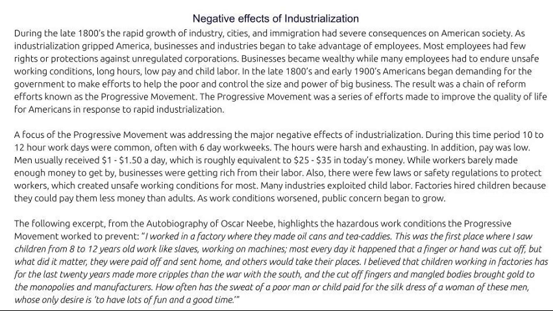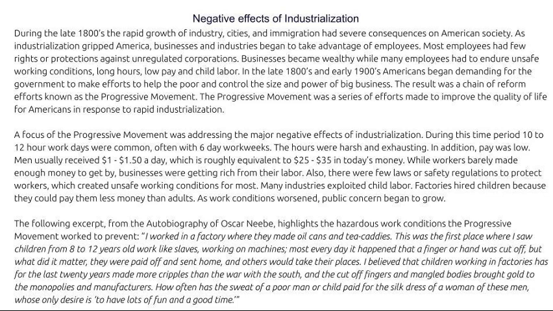Also, there were few laws or safety regulations to protect workers, which created unsafe working conditions for most. Many industries exploited child labor. Factories hired children because they could pay them less money than adults. As work conditions worsened, public concern began to grow. The following excerpt from the autobiography of Oscar Neebe highlights the hazardous work conditions the progressive movement worked to prevent.